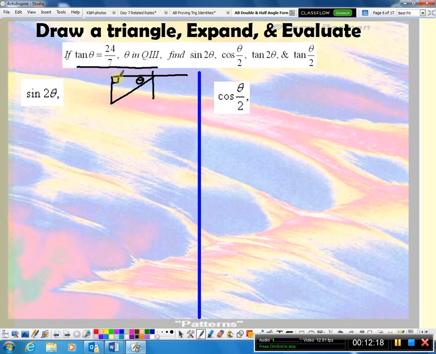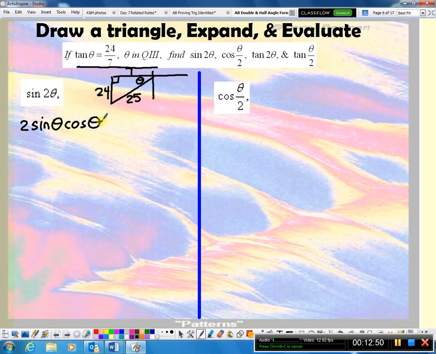Tan theta is opposite over adjacent. And this is a 7, 24, 25 Pythagorean triple. And yes, knowing your triples does make life easier for you. Well, I need to evaluate sine 2 theta, but I don't know anything about 2 theta. I do, however, know how to do sine of theta, cosine of theta, tangent theta. So what I do is I expand into 2 sine theta, cosine theta.